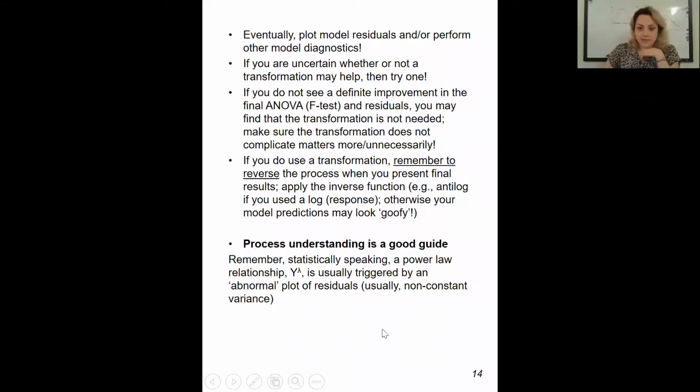Remember, statistically speaking, a power law relation like y to the power of lambda is usually triggered by an abnormal plot of residuals. Most of the time, we are talking about non-constant variance, where the residual plot looks like a funnel.